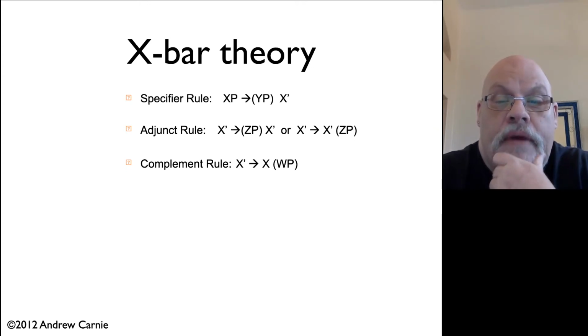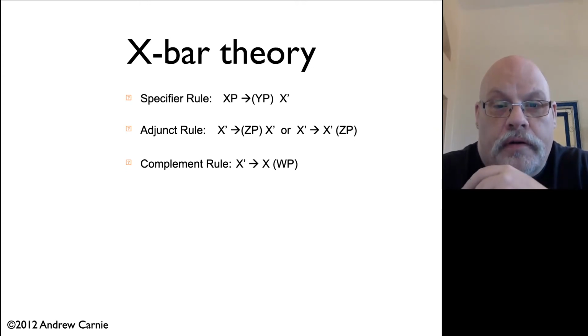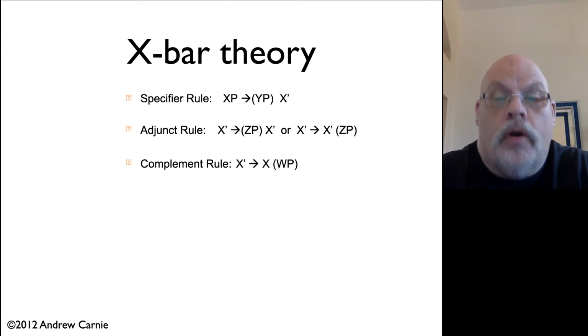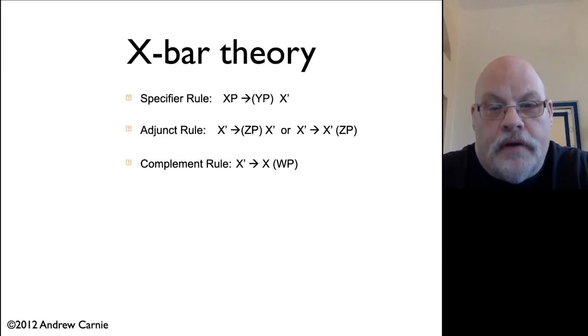Adjuncts are introduced by this rule that is self-recursive. So we have an X bar, which goes to some modifier and an X bar, or alternately, an X bar goes to some X bar and a modifier. And because there's an X bar on each side of those arrows, that means that the rule is self-recursive and can apply as many times as you like. And we also have the complement rule, which introduces the head, and then the modifier that is called the complement.